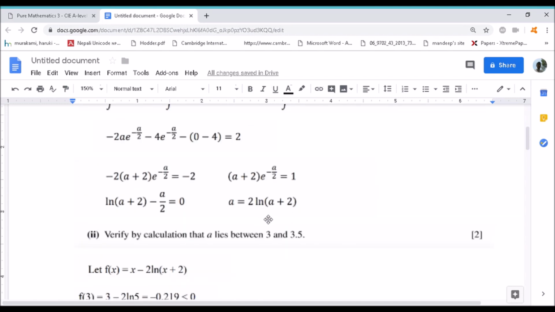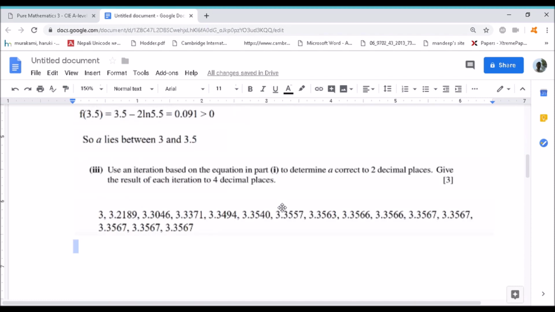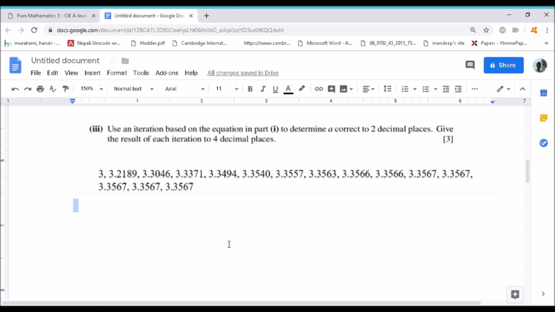We use the answer in the calculator, we use that answer plus 2, so 2 ln of answer plus 2, and we keep on pressing the equals button and we write the answer. So we keep on pressing and we get 3.3557, 3.3566, 3.3566, 3.3567. The value doesn't change a lot, so we keep on writing that, and after we get the constant value to 4 decimal places, we find that as our answer. So we have to write in 2 decimal places, so a equals 3.36.